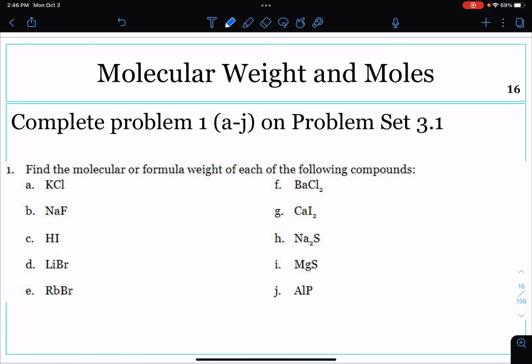So now you could complete the first problem on problem set 3.1. There are 10 parts, and then you just need to find the formula or molecular weight of each of the 10 compounds. But let's continue and learn some more content so that we can continue and learn more problems from problem 3.1.